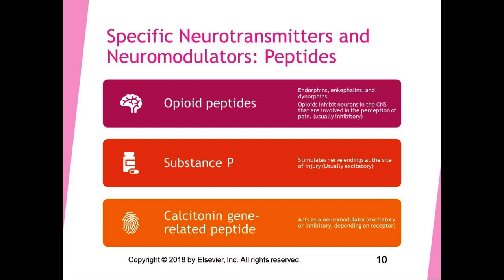Substance P is another peptide that stimulates nerve endings at the site of injury, and those are usually excitatory, which increases the perception of pain. So it's the opposite almost. And calcitonin gene-related peptides act as neuromodulators, and they're excitatory or inhibitory depending on their receptor.